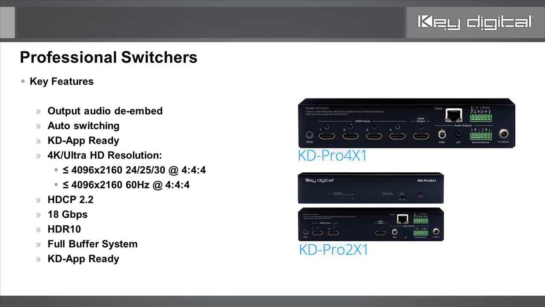So we're going to begin with the KD Pro 2x1 and KD Pro 4x1 professional digital video switchers. We call these our professional products because they have a full assortment of features for professional applications, including the output audio de-embed, auto switching, being app ready so that the KeyDigital app will scan and find this device, supporting UHD resolutions up to 18 gigabits per second, and supporting HDCP 2.2.